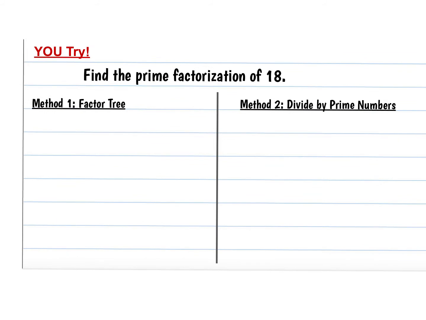So now you try. This is a great place for you to pause. Try both methods in your notes to find the prime factorization of 18, both the factor tree and divide by primes. So you can get a hang of both and then come back and check.